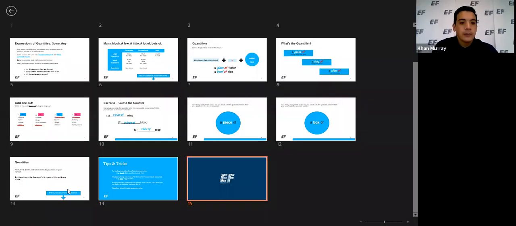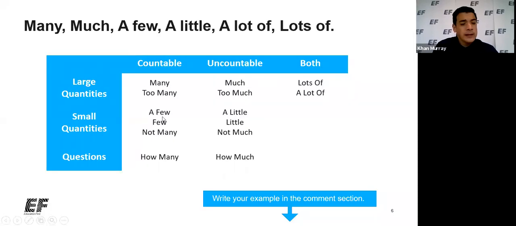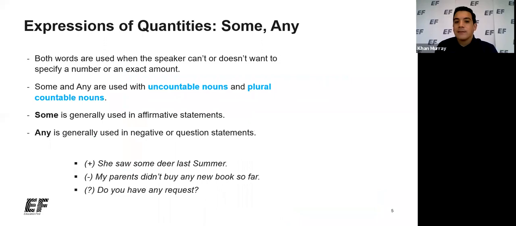Someone asked, can I see the second page? Very good, no problem. Which one? This one here? I will leave it on this one for a little bit longer, and then I'll go back. Or this one here. Good. So there's lots of different ways we can count things.